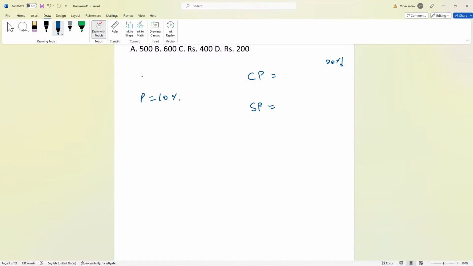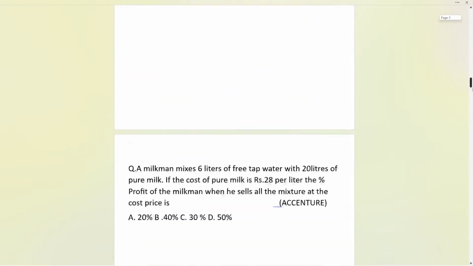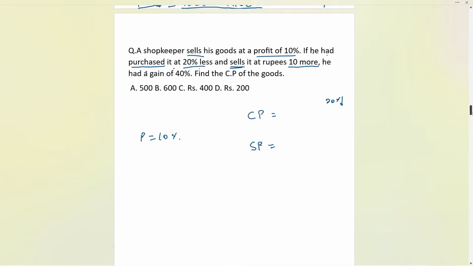But for that, we need the cost price. If we need the cost price, let us assume it as 100. Now, if I have the cost price as 100, can I find the selling price? 10% is the profit. Added 10% of 100 is 10 only, so that will be 110 if I add it.